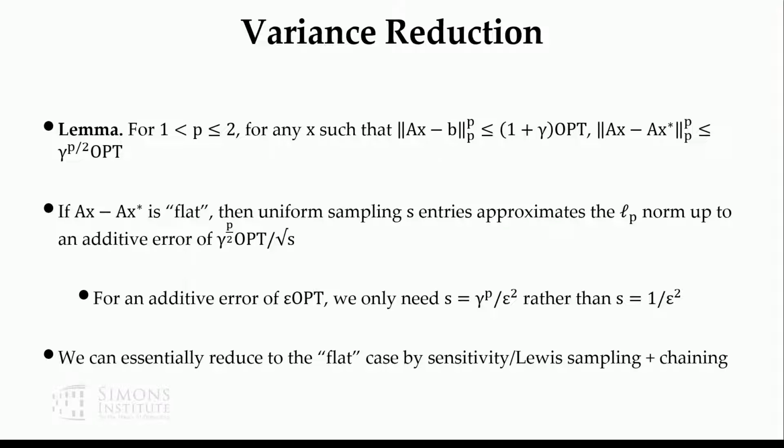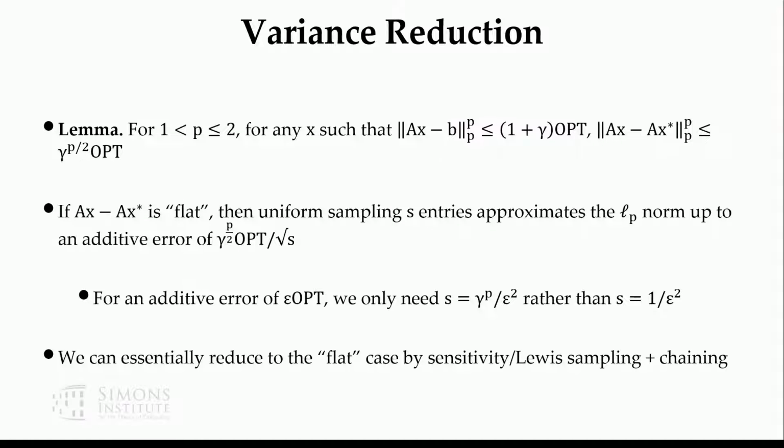And so if I want additive error epsilon opt, then we only need a number of samples S, which, if you just plug it in here, is gamma to the P over epsilon squared, rather than 1 over epsilon squared, which is what you would need in general if gamma was a constant. So we improve. One thing I forgot to say is we can essentially reduce to this flat case by sensitivity and Lewis sampling and chaining.